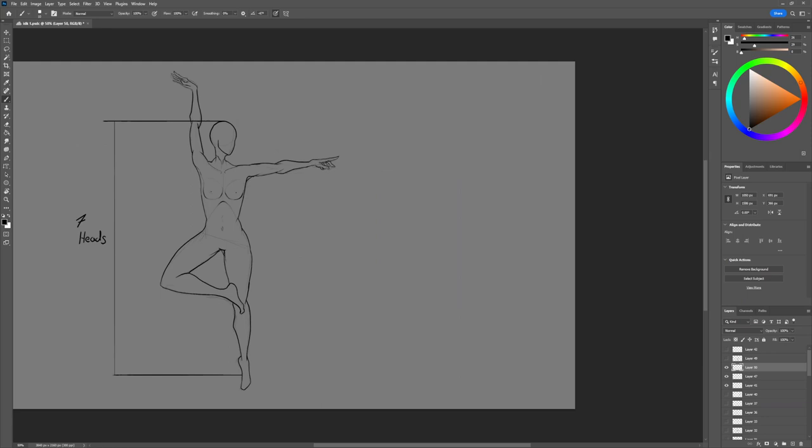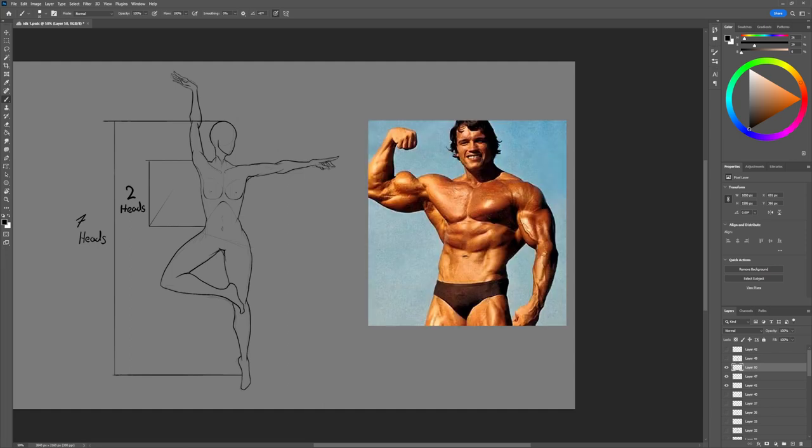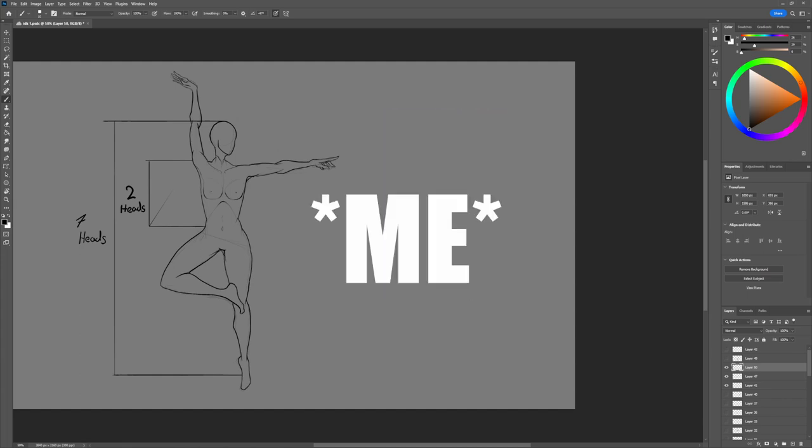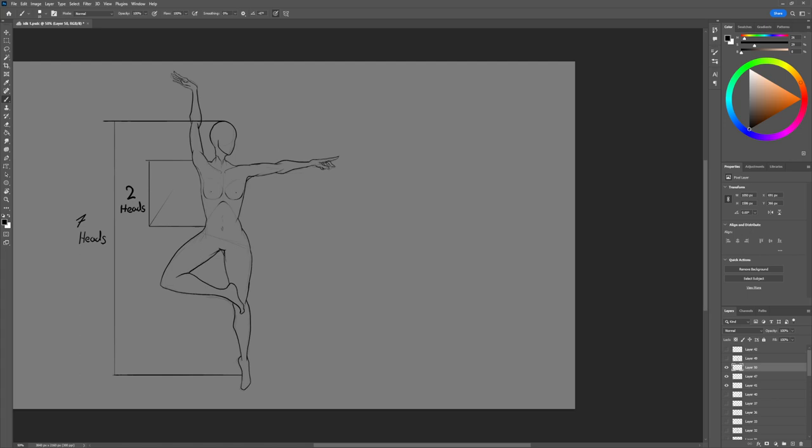Now, with the overall measure of 7 heads out of the way, we can start to look at the individual parts of the body, like the torso, which is basically 2 heads tall. Now, there's not much more to it other than to keep in mind that people are built different, okay? Some have a little larger torsos, some have a little smaller torsos. It's just like the height of every person is different.